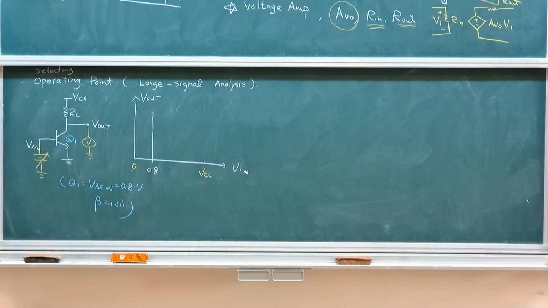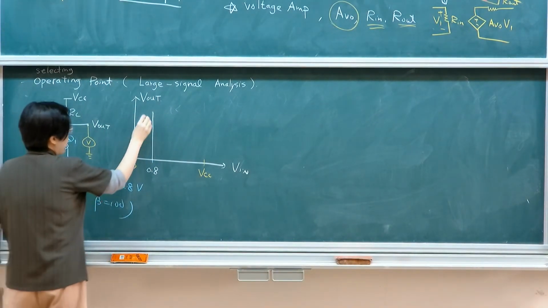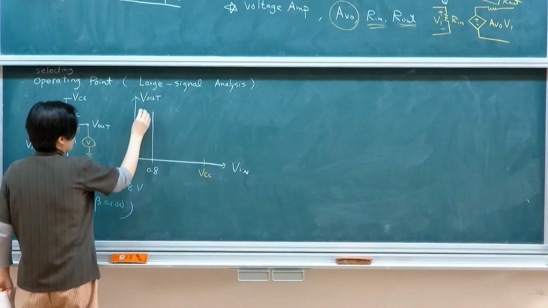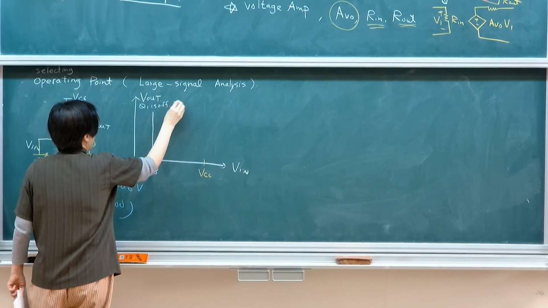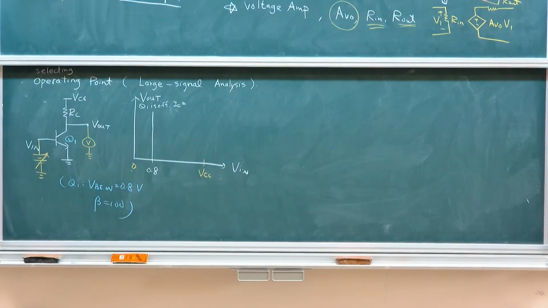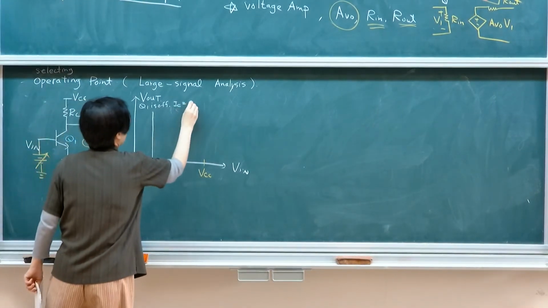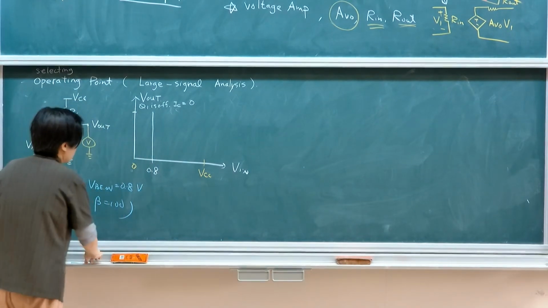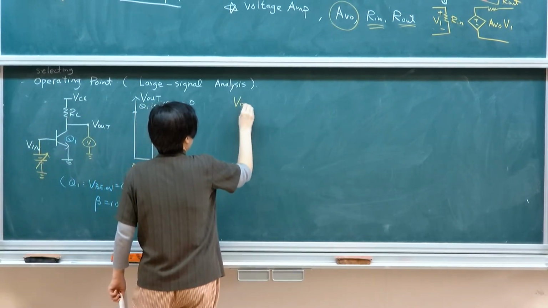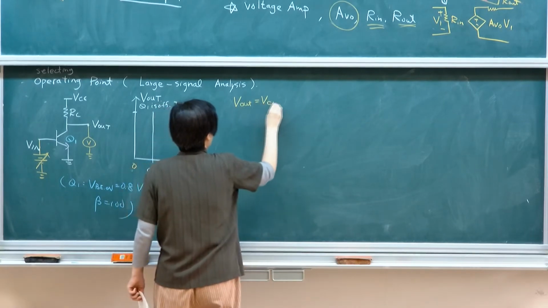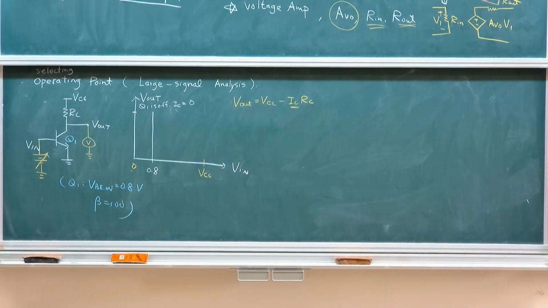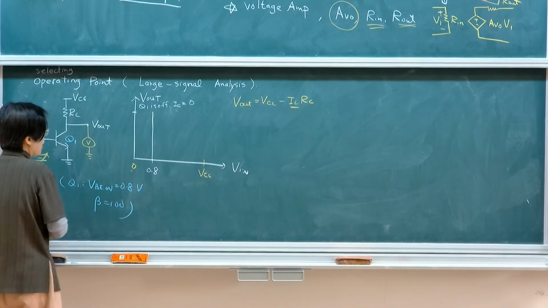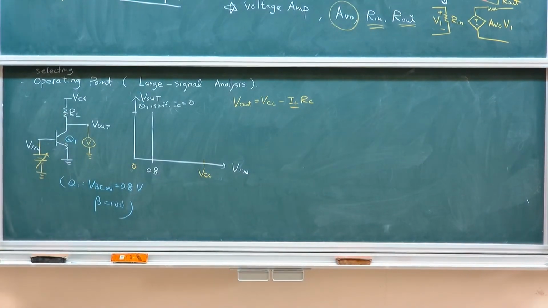So you're expecting the collector current to be zero because Q1 is off. Between 0 and 0.8, Q1 is off, meaning that IC equals to what? You already forgot? Equals 0. Yes, correct. Therefore, my output DC is VCC minus IC times RC. Since IC is zero, I should stay at VCC. Let me use a different color.